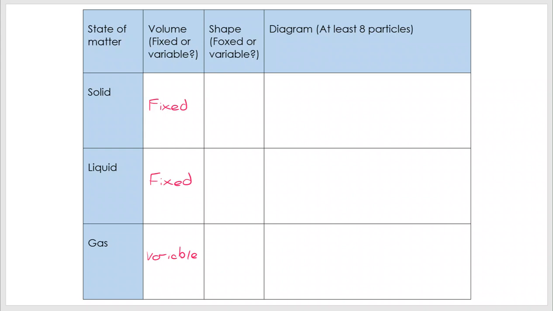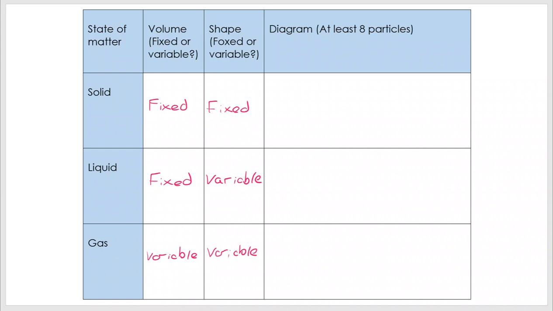We know that we can condense a gas, we can squash a gas. If you've ever squidged a balloon, you'll know that you can push those gas particles closer together. If we then think about the shape, a solid definitely has a fixed shape, but again, we know that a liquid will slosh about, the particles slipping and sliding over each other, so they're variable, and gases are absolutely variable.